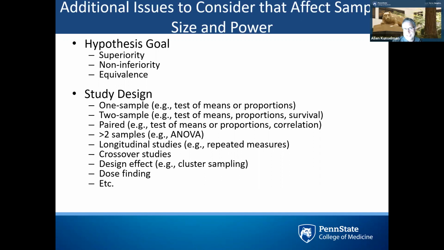The design of your study: is it a one sample study? Is it two samples? Are there more than two samples? Are the data independent? Are they independent groups or are they paired, like a pre-post design? Is it longitudinal with repeated measures? There are crossover studies, dose finding. There are lots of different things that do affect sample size and power.